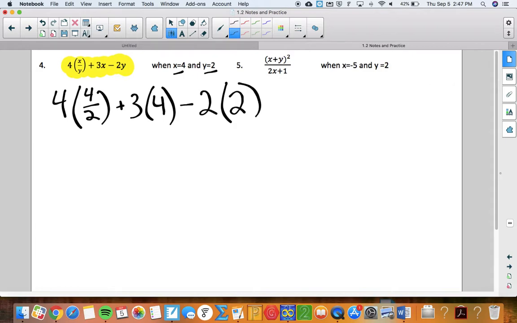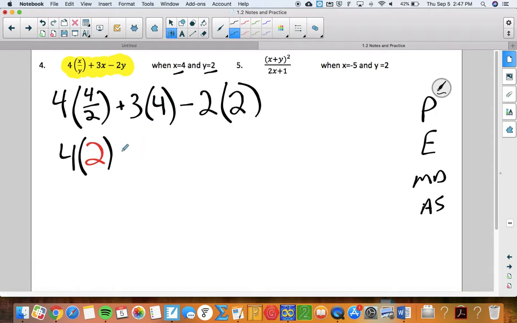All right, so now looking at PEMDAS on your notes, you ask yourself, are there any parentheses? And if there are, we want to simplify what's in them. So in this parentheses, 4 divided by 2 is 2. But in the other parentheses, notice you can't actually just simplify this 4. So I'm going to just bring it down.